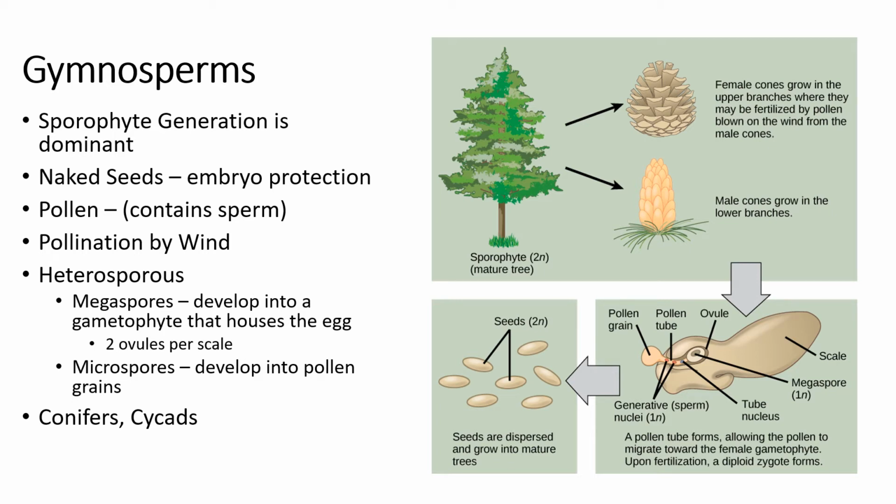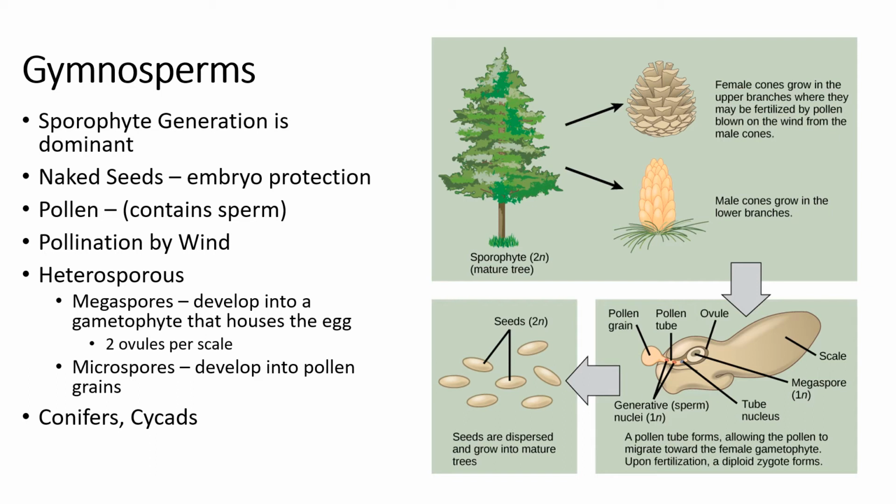As the wind blows, it would blow some of the pollen from the male cones to the female cones. Now, this tree is what we call heterosporous, meaning that we have two different types of spores that develop into the male and female gametes. The megaspore is the female variety, and it develops into a gametophyte that's going to house the egg. If you look at the cone there, every scale is going to have two different ovules. Now, the microspores are what are developed in the male cone, and these eventually develop into pollen grains.